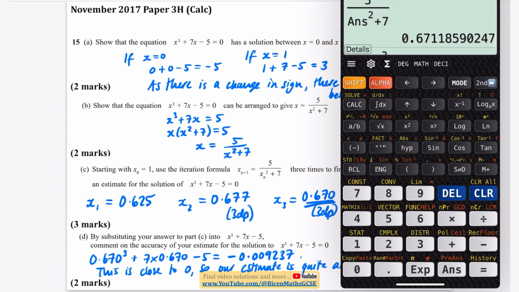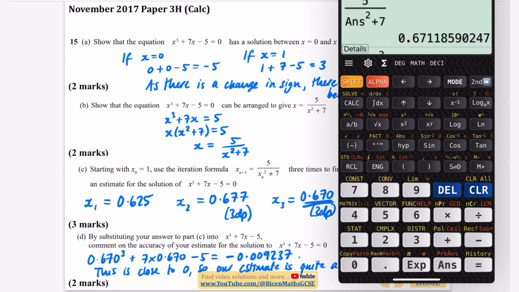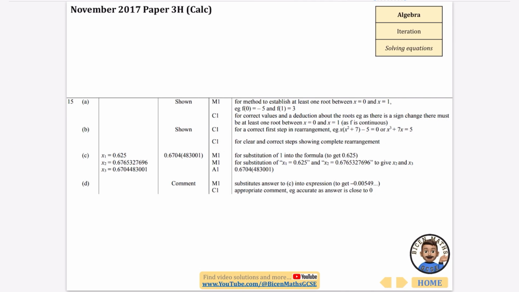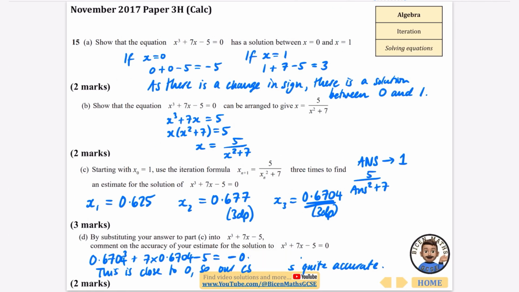So I think if I just jump back, I'm just going to change it to 0.6704. So if I had all of these things with a 4 in, we get something. What did they have? Minus 0.00549, 0.0549.